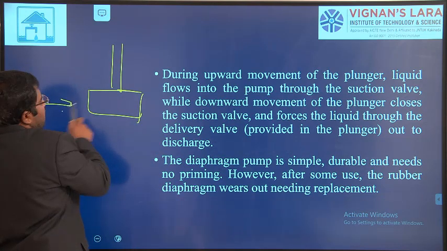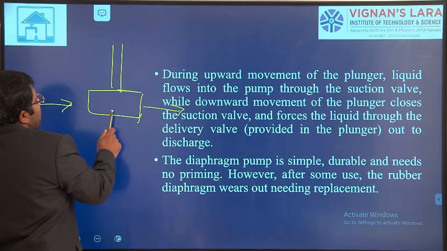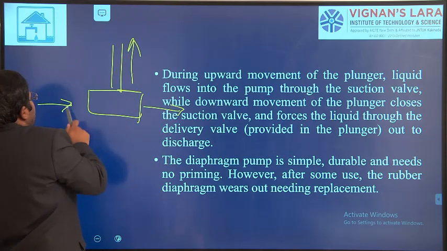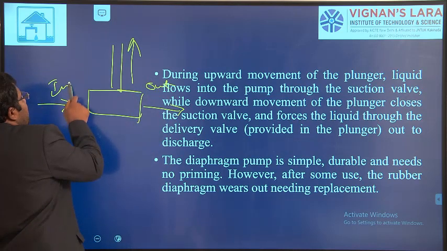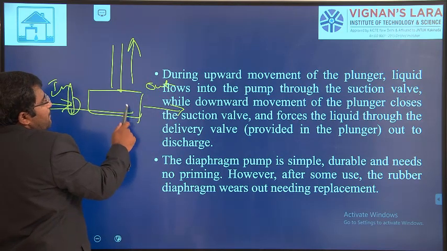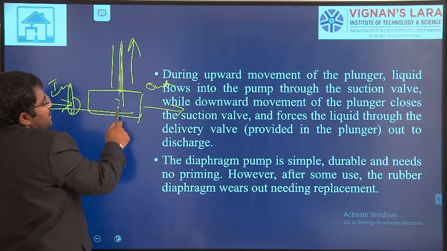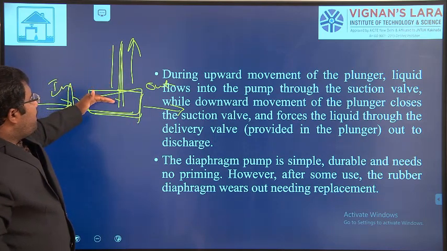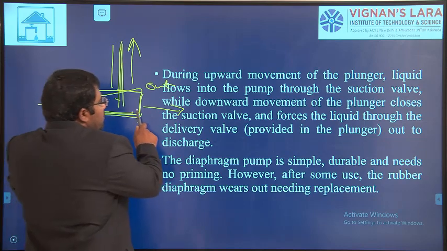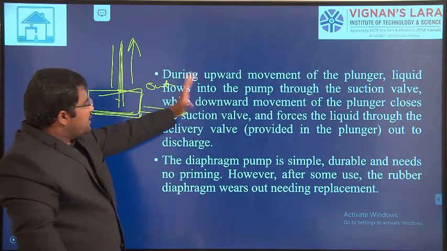this is inlet, this is outlet, okay. So when it is going upward, this inlet will open, liquid comes here, okay. Then during the downward movement, the plunger will press the liquid so that it goes through the outlet. So that is what he gave.